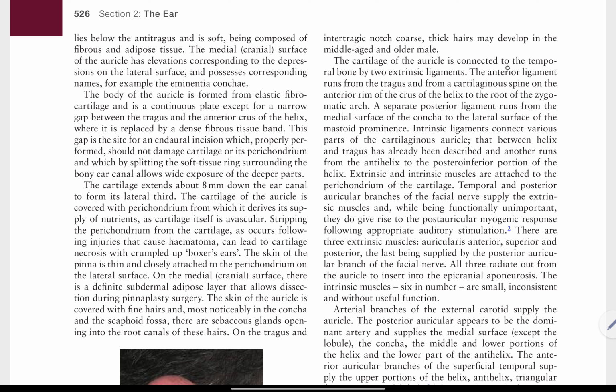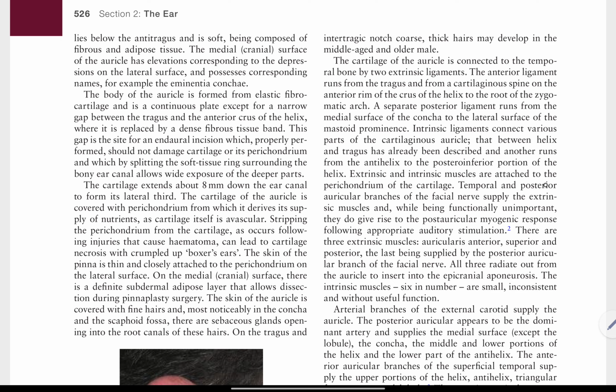The cartilage of the auricle is connected to the temporal bone by two extrinsic ligaments. The anterior ligament runs from the tragus and from a cartilaginous spine on the anterior rim of the crest of the helix to the root of the zygomatic arch. A separate posterior ligament runs from the medial surface of the concha to the lateral surface of the mastoid prominence. Intrinsic ligaments connect various parts of the cartilaginous auricle. That between helix and tragus has already been described, and another runs from the antihelix to the posterior inferior portion of the helix.